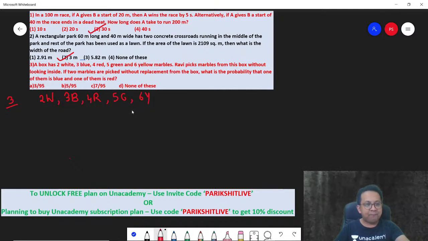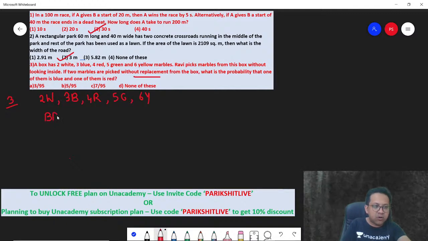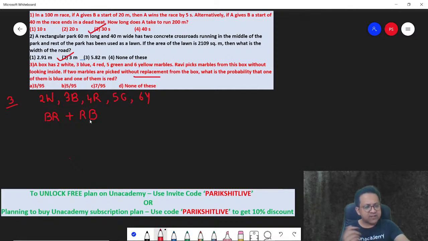If two marbles are picked without replacement from the box, very important, without replacement, what does it mean? You pick up the first marble, you don't keep it back, and then you're picking up the next one. Correct? So let's check this. Then one of them is blue and one of them is red. So what is the probability? You can have a blue and a red or a red and a blue. Remember, the order is not defined. So first blue, second red, or first red, second blue. That's also possible.